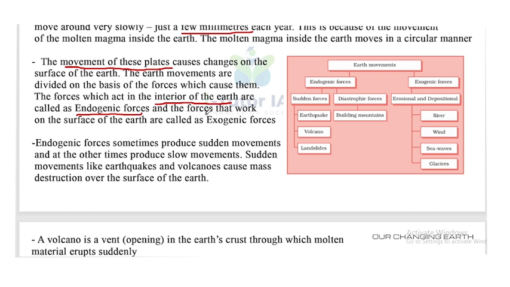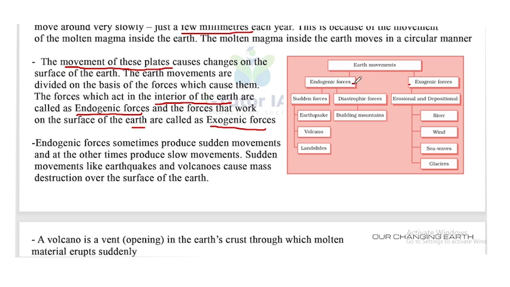And the forces that work on the surface of the earth are called exogenic forces. So the forces acting in the interior of the earth are called endogenic forces, and the forces experienced on the surface of the earth are called exogenic forces. Look at this: earth movements have endogenic forces and exogenic forces.